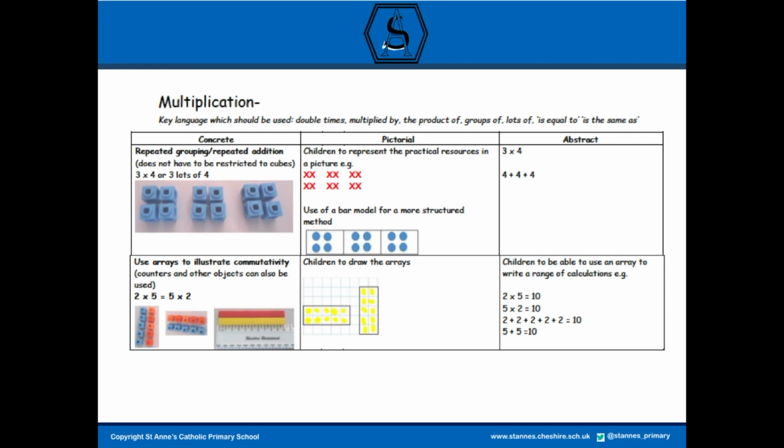And then we go on to the abstract, and using the array with a range of calculations, so we have 2 times 5 equals 10, which is the same as 5 times 2 equals 10, which is the same as 2 plus 2 plus 2 plus 2 plus 2 equals 10, which is the same as 5 plus 5 equals 10.